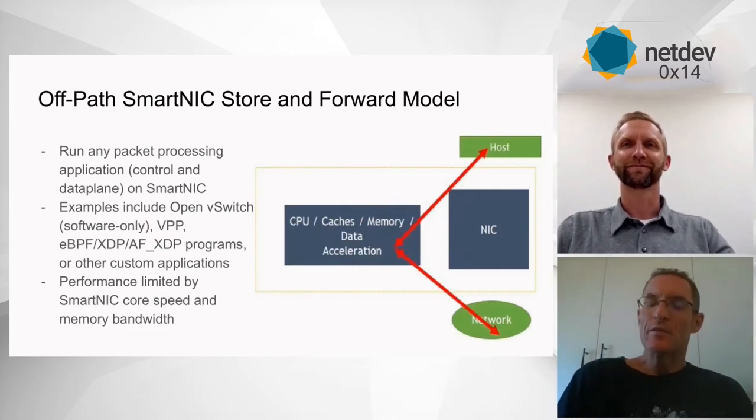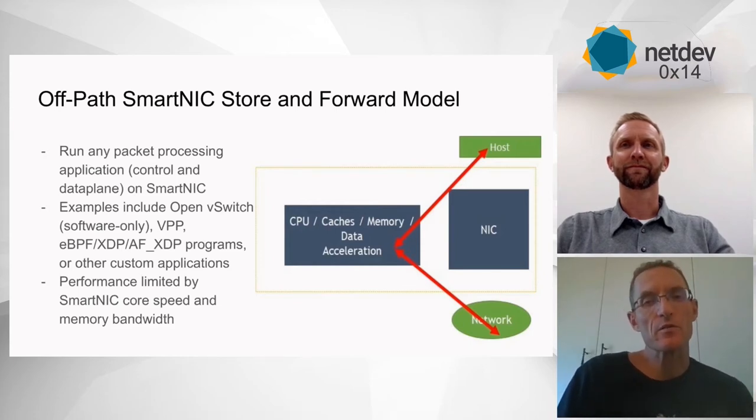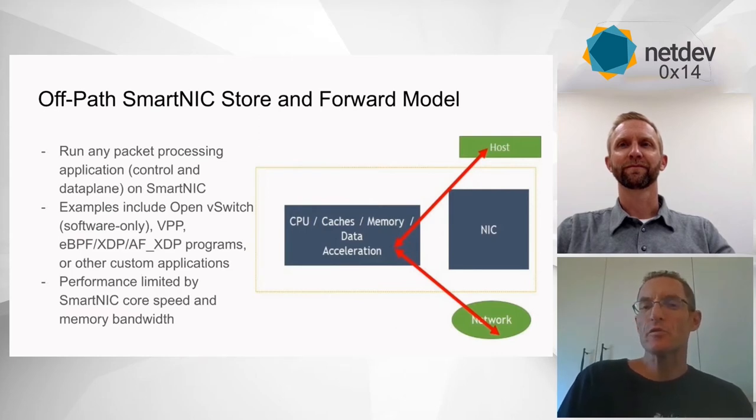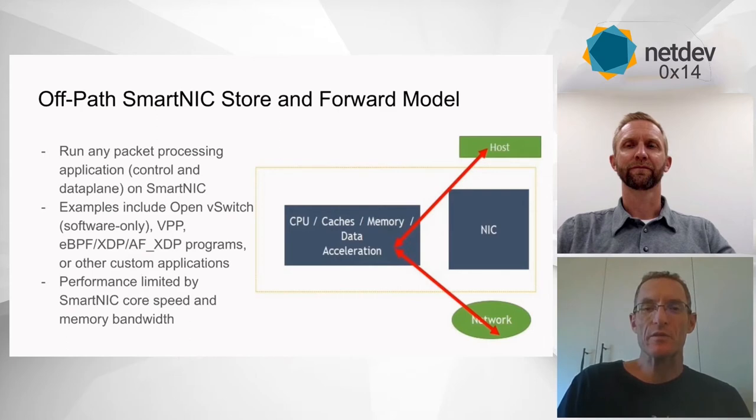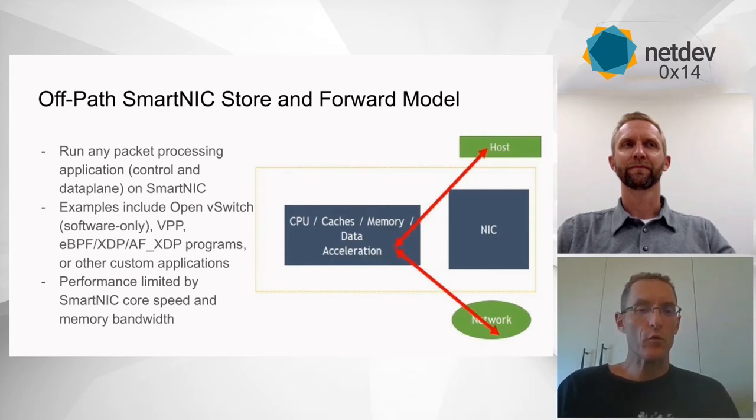Yes, thank you, Andy. So once we did the distinction between on-path SmartNIC and off-path SmartNIC, we'll dive a bit into those off-path SmartNICs. And we'd like to introduce two models for packet processing, or more generally IO processing later. You'll see that we expand it beyond networking. So the first one, we refer to it as store and forward.